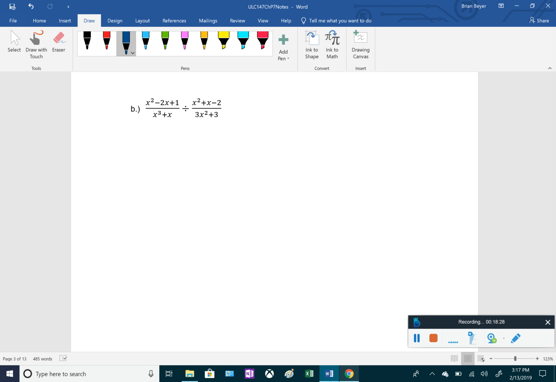Okay, let's do one more dividing, and then we'll get to adding and subtracting. So for this one, x squared minus 2x plus 1 over x cubed plus x, divided by x squared plus x minus 2 over 3x squared plus 3. So we see that we're dividing, so automatically we should say keep, change, flip. Technically we should say multiply by the reciprocal of the second one. So we change the multiplication, reciprocate the second one, it becomes this.